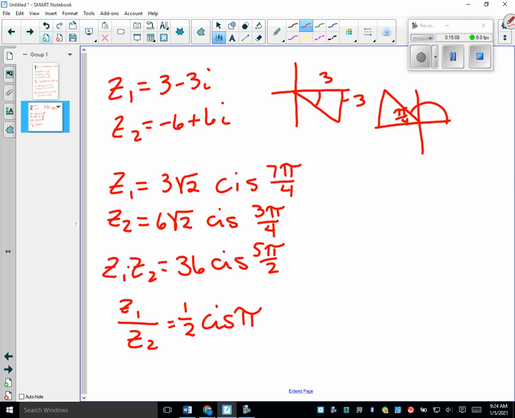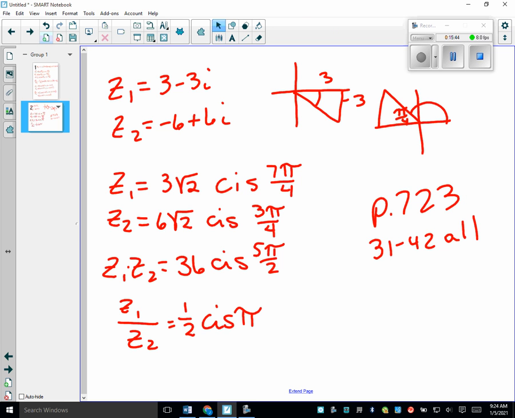On those, do you have to find both answers, or will it ask you for one? I believe on all the problems today you find them both. We good with that? We are on page 723, problems 31 through 42 all, and the ones that start out in polar form.